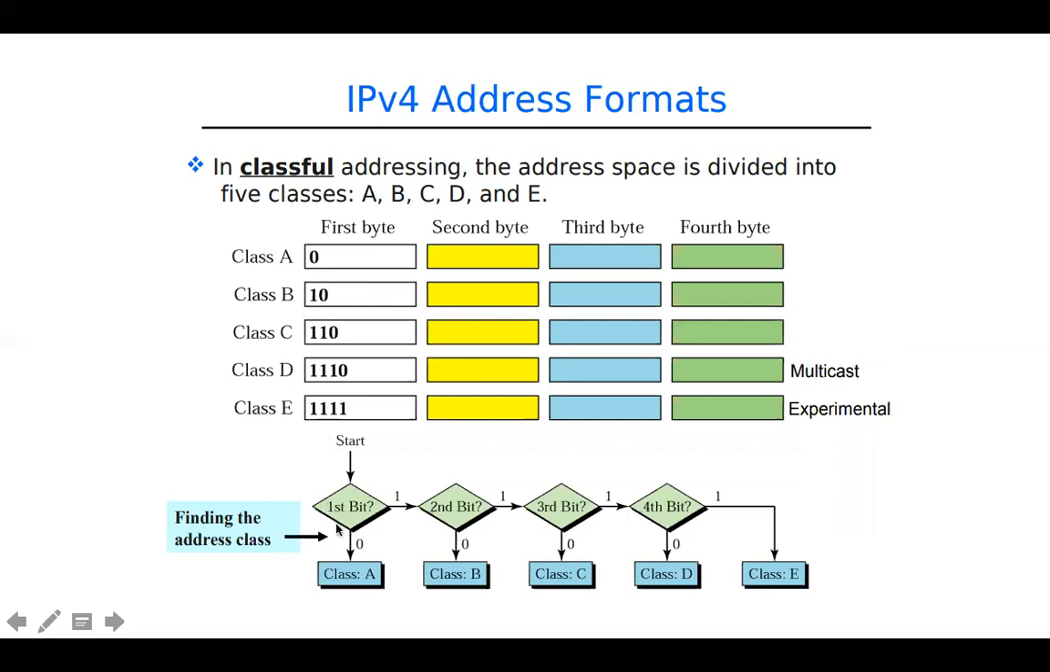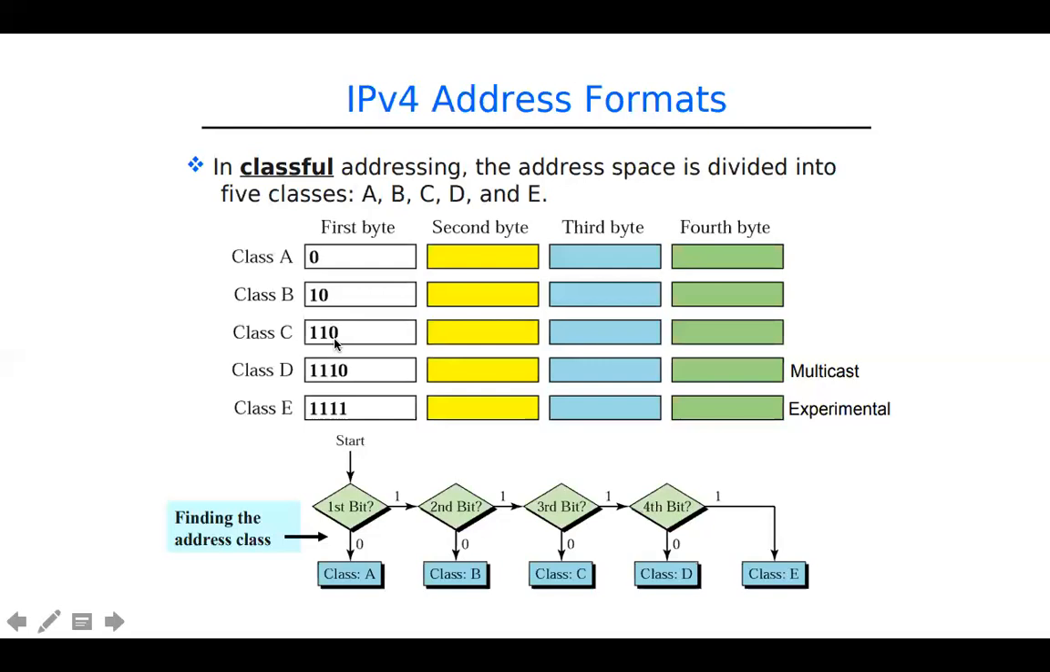So first, it will look at the first bit. So this is the first bit. If the first bit is 0, then automatically it is class A. But if the first bit is 1, then you need to look at the second bit. If the second bit is 0, then it is class B. If the second bit is 1, you look at the third bit.